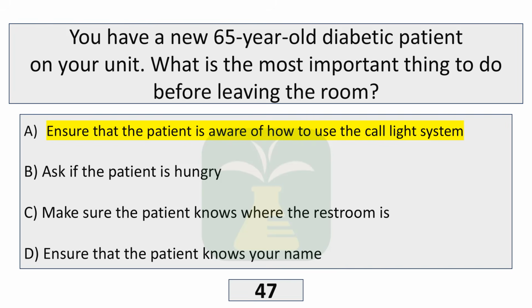Correct answer, A. Ensure that the patient is aware of how to use the call light system. Think patient safety. The call light should always be within reach of the patient, and the patient should be educated on how to use it. While the other options are important, ensuring the patient's safety should take priority.